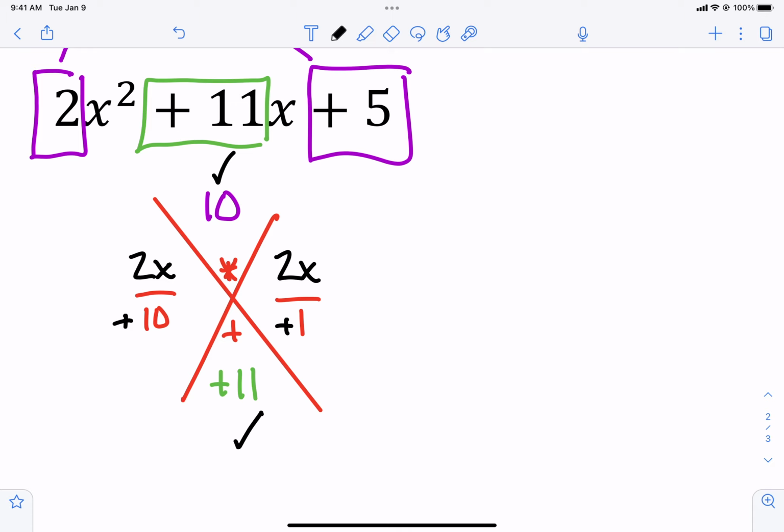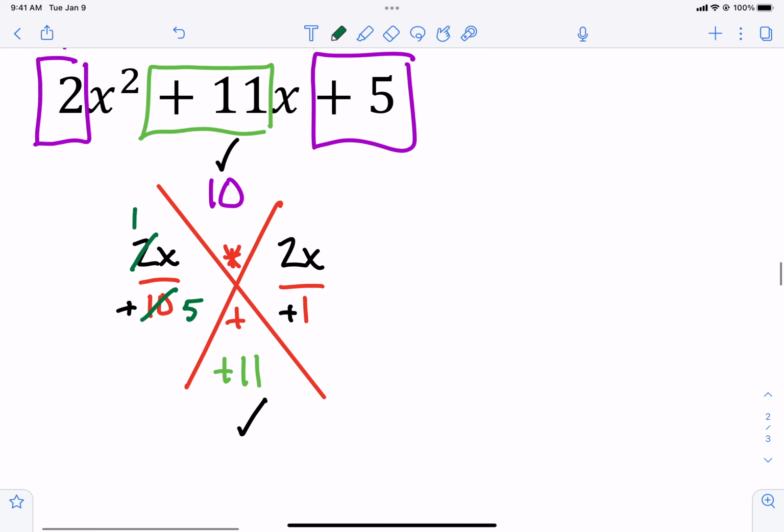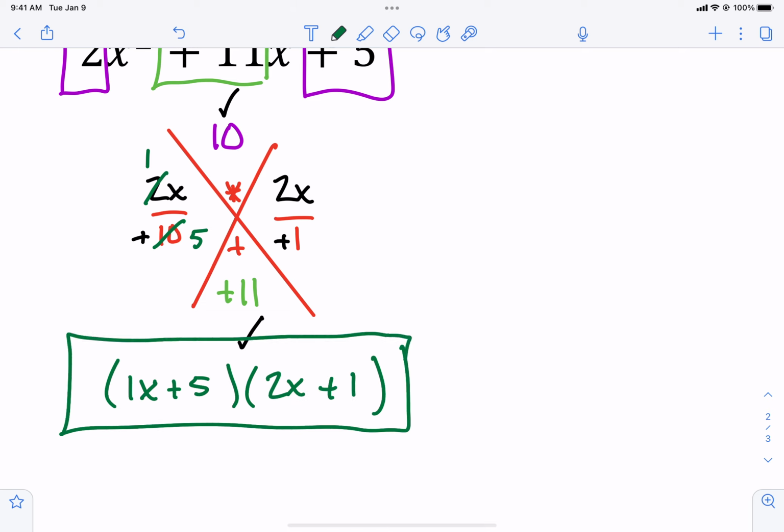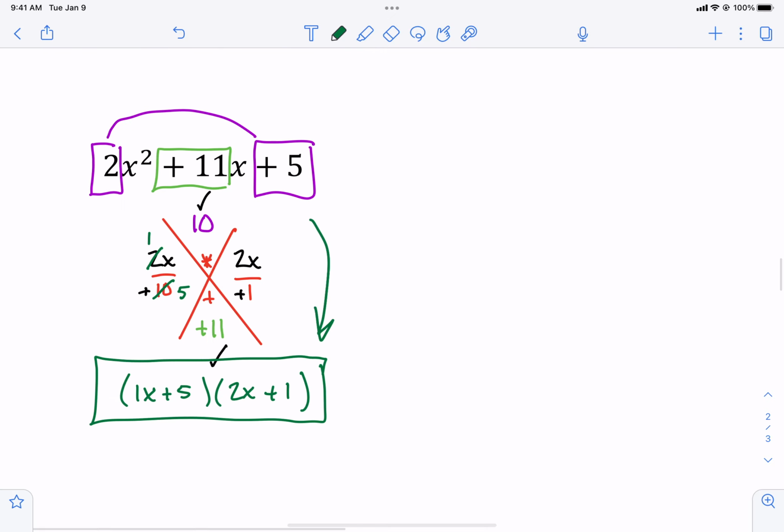The last step involves looking at those fractions. And remember, one of those fractions is always going to be able to be reduced. So if I look at this fraction right here, 2 goes into 2 once, and 2 goes into 10 5 times. So that fraction could be reduced. At this point, I can draw my parentheses, and I can grab my factors. So my first factor will be 1x plus 5. And my second factor is going to be 2x plus 1. And just like that, we have factored this trinomial up above.